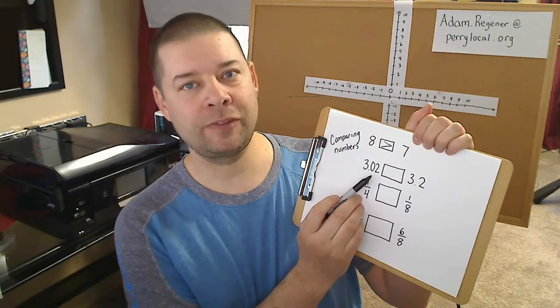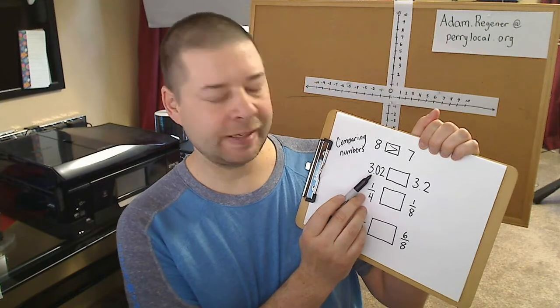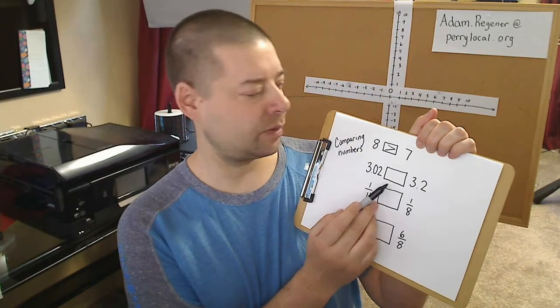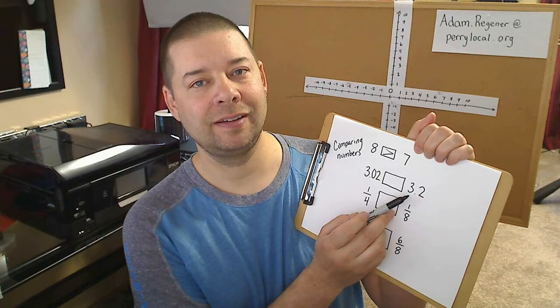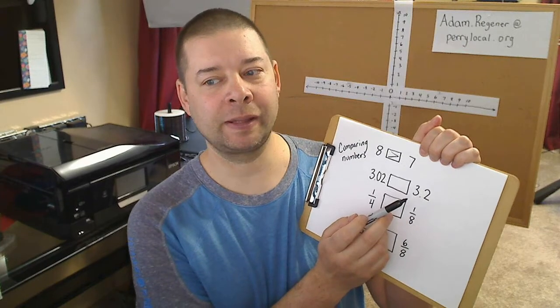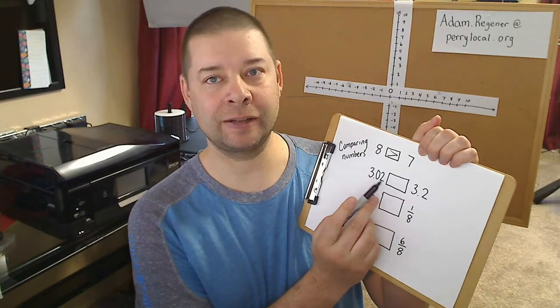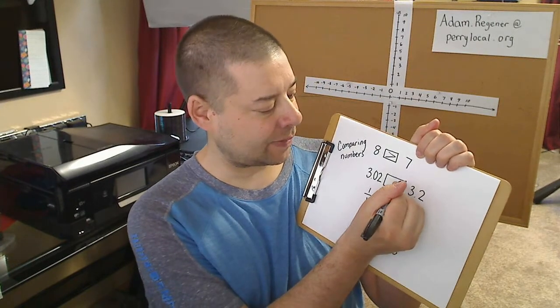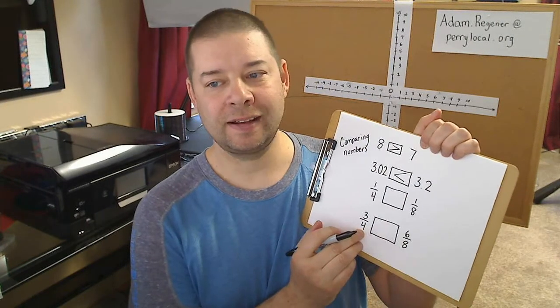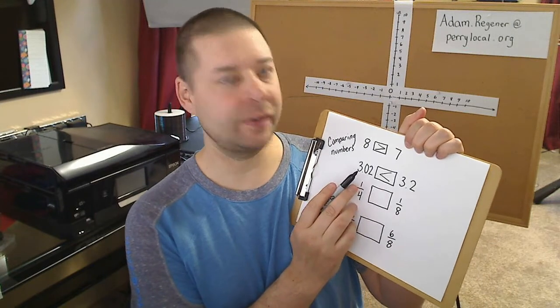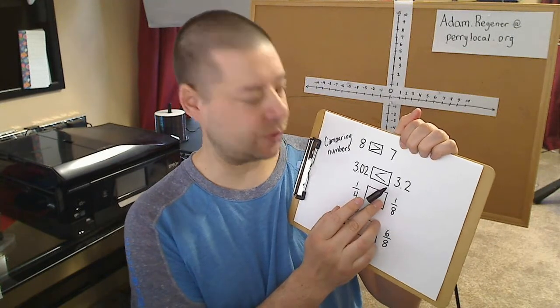Next, I've thrown in some decimals here. So I have 3 and 2/100ths compared to 3 and 2/10ths. So this is one where place value really is important, because we know 3 and 2/10ths is bigger than 3 and 2/100ths. So I'm going to draw my symbol that looks like this, and we would read that as 3 and 2/100ths is less than 3 and 2/10ths.